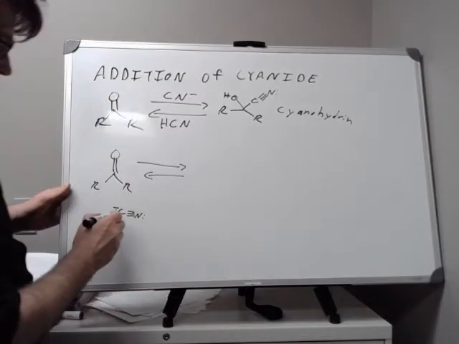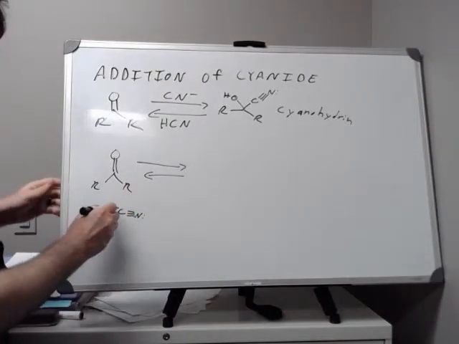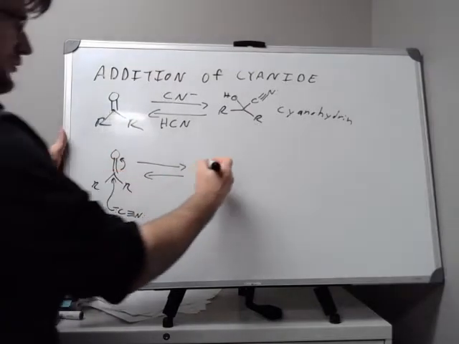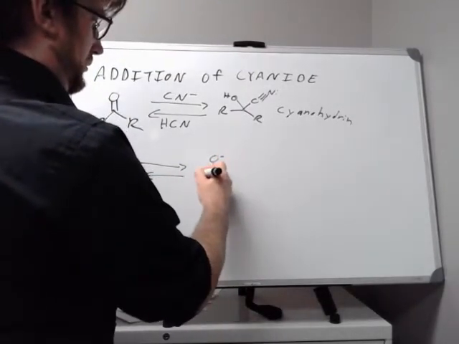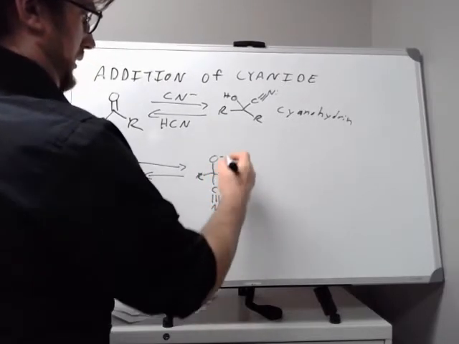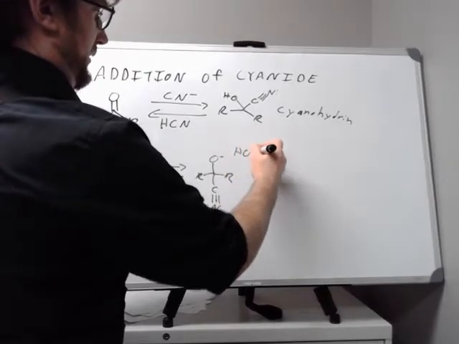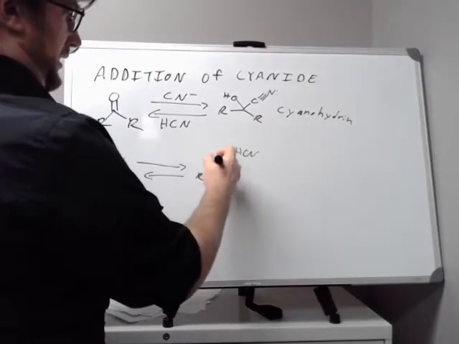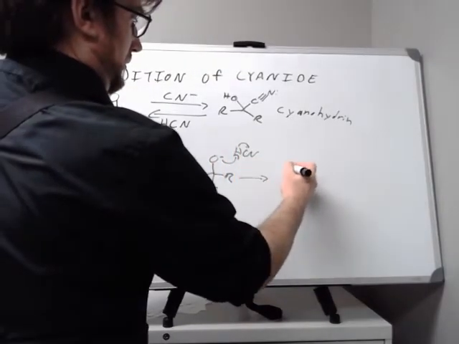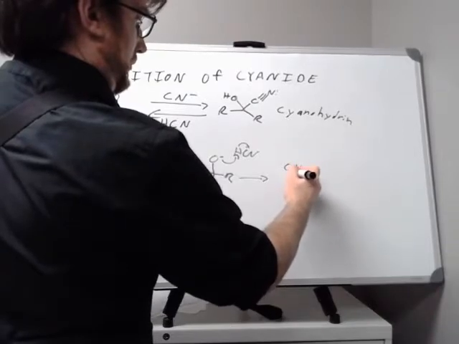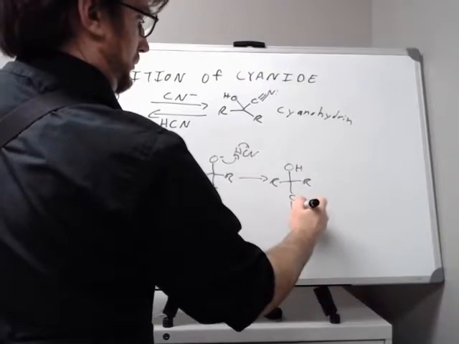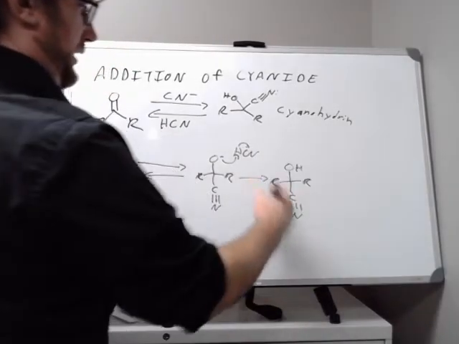In this case, the negative charge is on this carbon, so that carbon can attack our carbonyl carbon, kicking the electrons up to this oxygen. And because we also have hydrogen cyanide in solution, the oxygen can deprotonate a molecule of hydrogen cyanide. Forming our cyanohydrin.